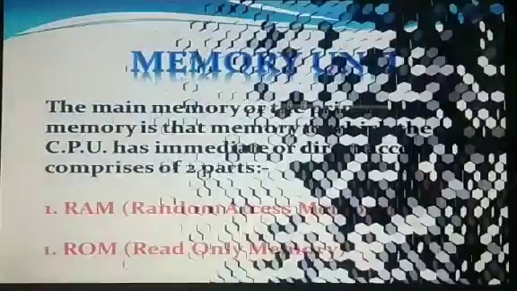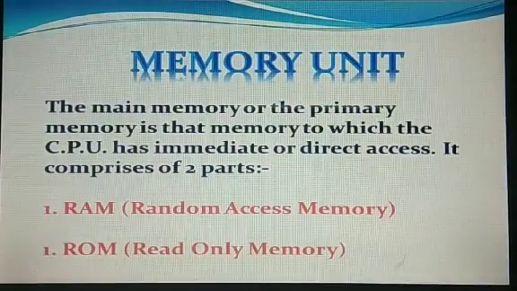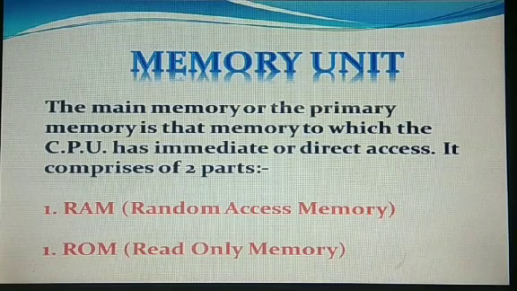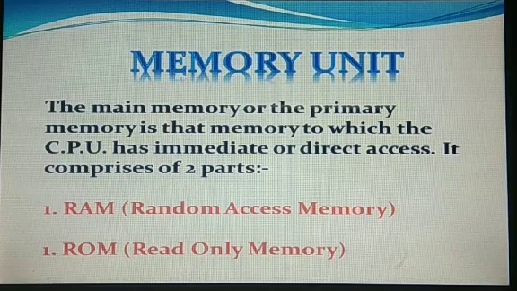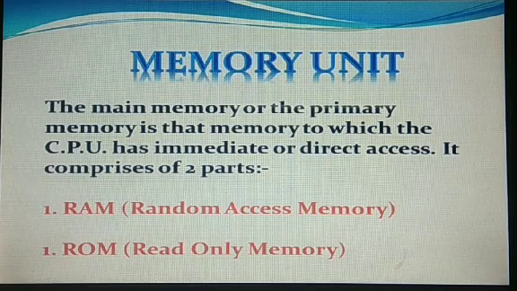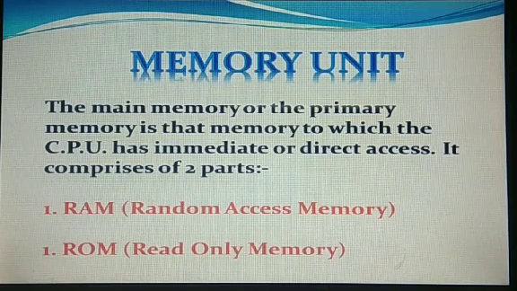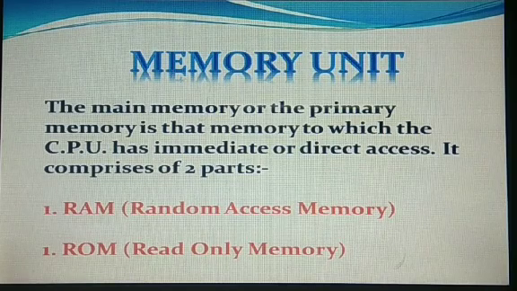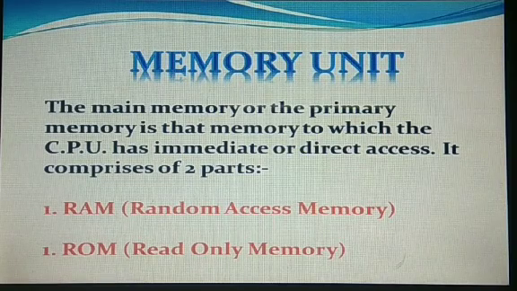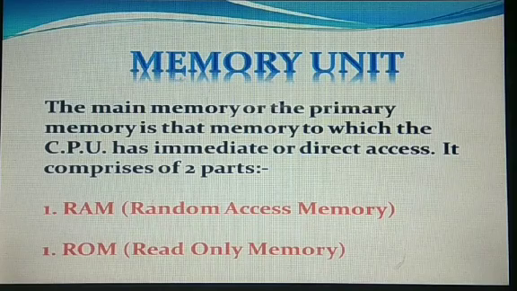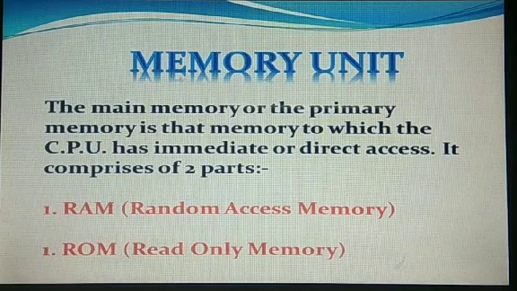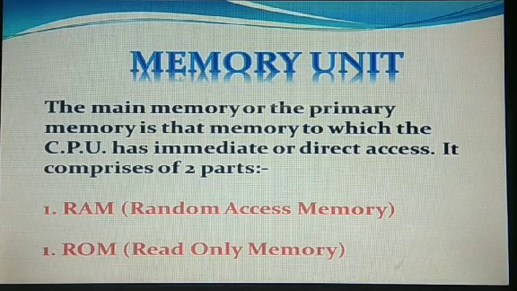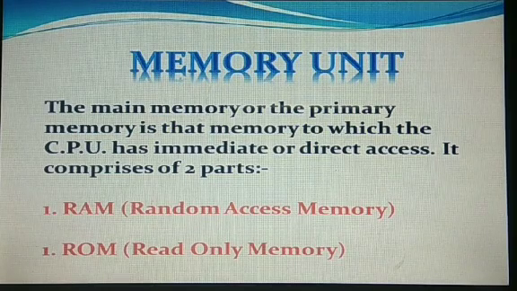First of all, we'll have a look at the primary memory or the main memory of the computer. Now, what is main memory actually? It is a small memory to which the CPU has immediate or direct access. That means the CPU can directly access the main memory of our computer. We have two types of main memories, random access memory and read-only memory. Let's see.